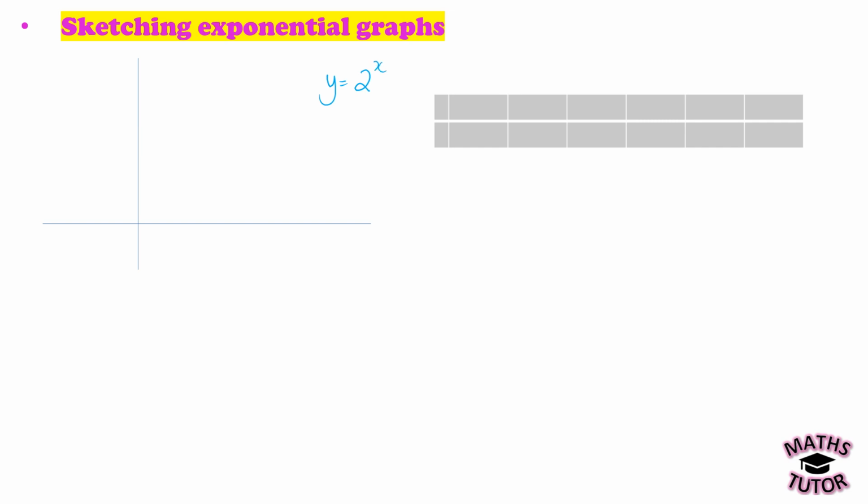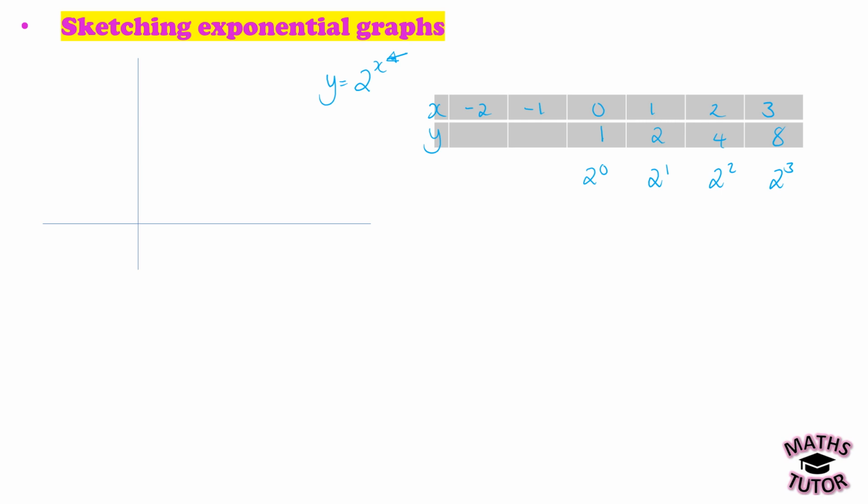2 to the x. It's an exponential function because the variable x is in the exponent, it's in the power position. So let's look at some values in this table. So from x going from -2, -1, 0, 1, 2, 3, and then what are the y values? Well, when x is 0, 2 to the 0, anything to the 0 is 1, 2 to the 1 is going to be 2, 2 squared is 4, 2 cubed is 8.